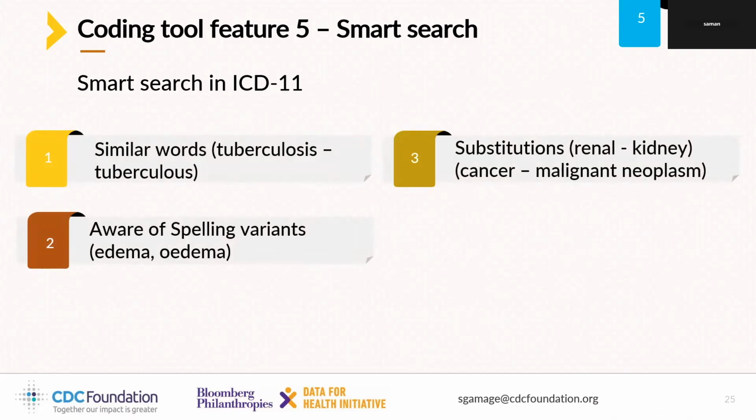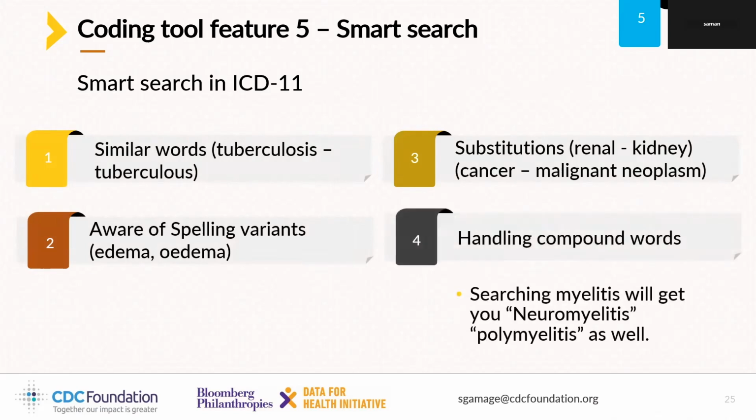Substitution, such as renal and kidney, cancer and malignant. And it can handle compound words. Searching myelitis will get you neuromyelitis and poliomyelitis as well. So this is due to the smart search feature of the ICD-11 coding tool.